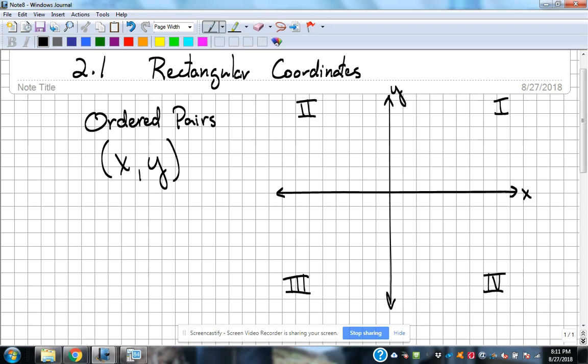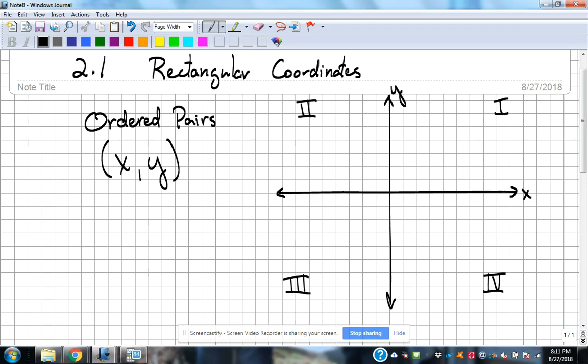Now, this is quadrant 1. It's all the ordered pairs that are up here in this part. This is quadrant 2. That's all the ordered pairs in this area. Quadrant 3 are all the ordered pairs in this area. Quadrant 4 is here. If you're on the x-axis, are you in a quadrant? No. If you're on the y-axis, are you in a quadrant?